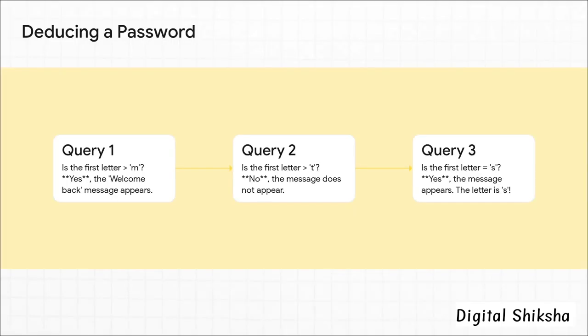And this shows you exactly how they can piece together something like a password. They don't ask, what is the password? Because that won't work. Instead, they ask these tiny little questions. Is the first character greater than M? Yes, they get the welcome back message. Okay, is it greater than T? Silence, so no. Through this process of elimination, they deduce the entire password, one character at a time.